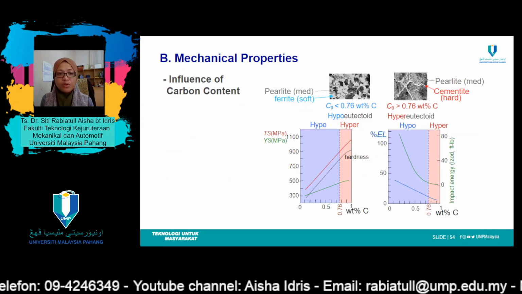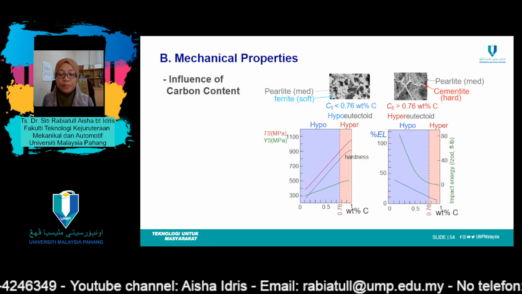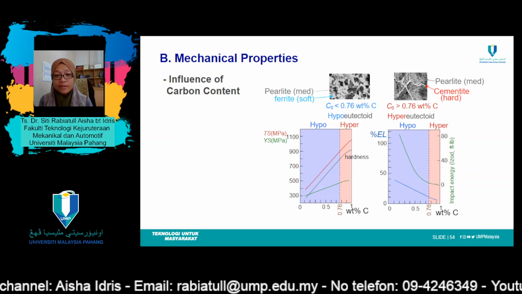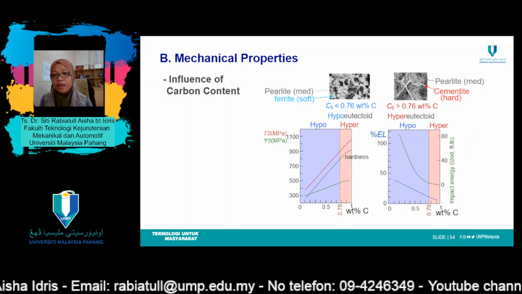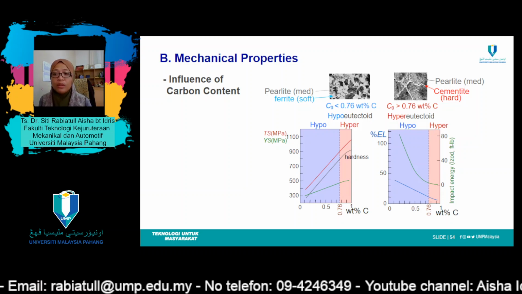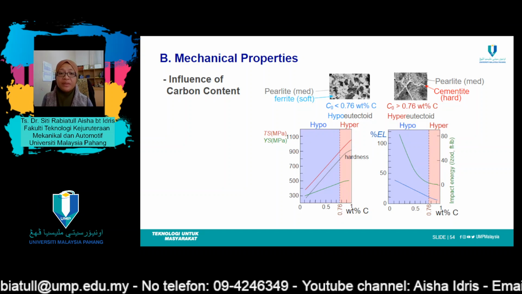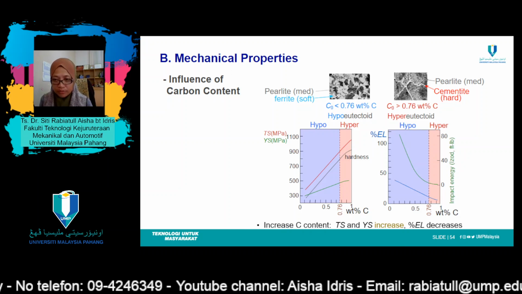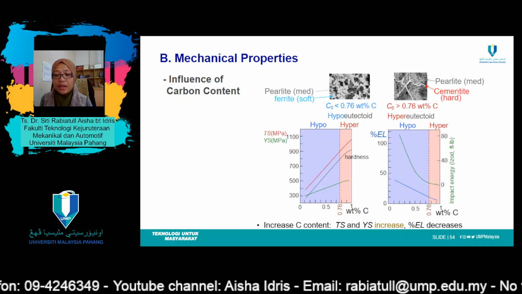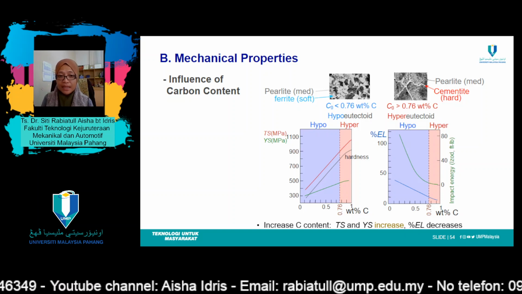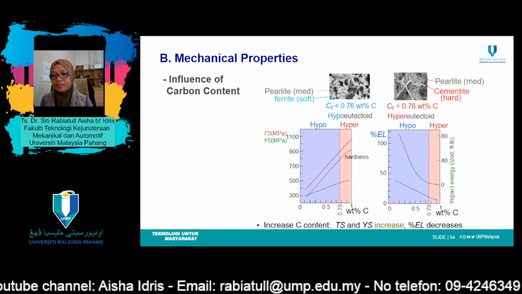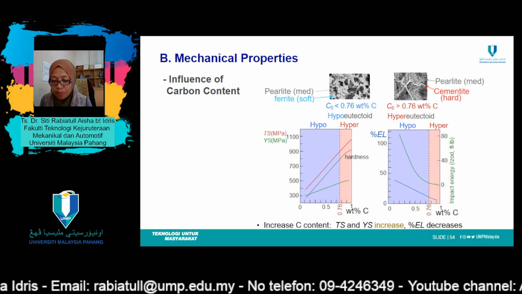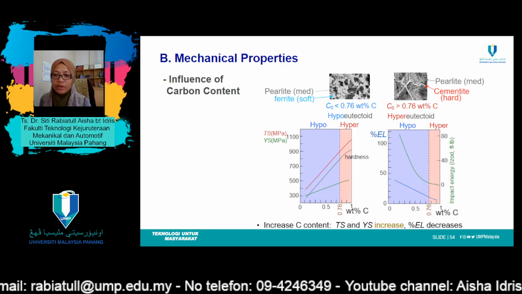So now let's move on to our next topic, which is the last topic for today, mechanical properties. As mentioned in the previous lecture as well as in the early chapter, the carbon content in steel will affect the mechanical properties of the material, whereby by increasing carbon content, the tensile strength and yield strength will increase. However, the percentage of elongation will decrease. So it happens for both hypo-eutectoid or hyper-eutectoid steels.